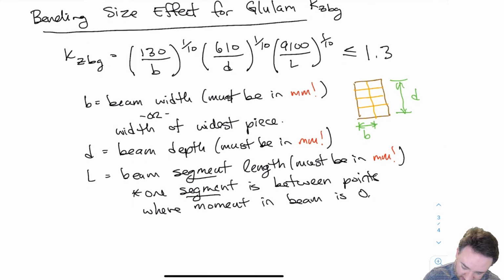As I mentioned, KZBG is defined relative to some tests where they tested a bunch of sizes of beams to find out size effect, but their baseline beam was a 130 B, a beam that was 130 wide by 610 deep by 9100 long. So 9 meters by 610 deep by 130 across. And that's why the equation looks like this.